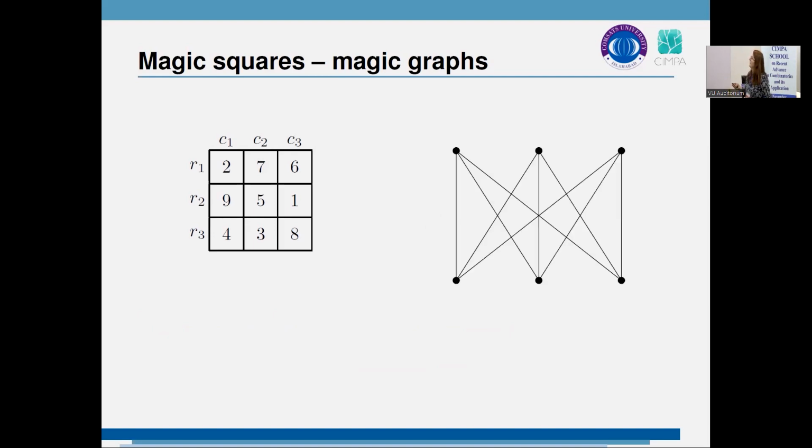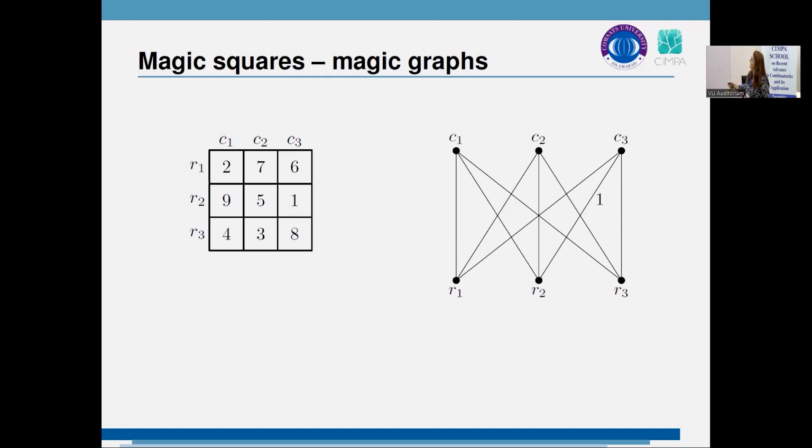And now consider the complete bipartite graph K3,3 and denote the vertices of this complete bipartite graph in one bipartite set by C1, C2, C3, and in the other by R1, R2, R3. And now we will label the edges between these vertices. And how will we do it? Look. Here we have an edge between the vertices R1, C1. So we will label this edge with the number that is in column C1, row R1. So we will put number 2.